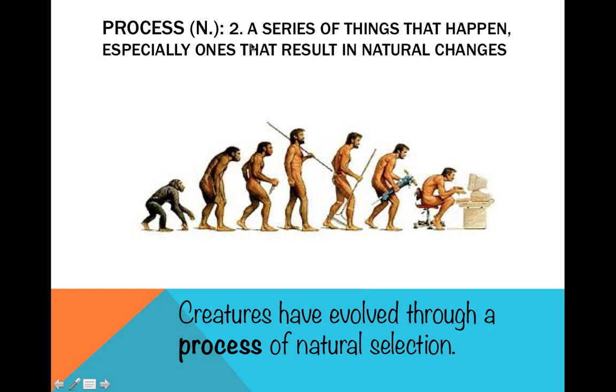Definition number 2. Process is a series of things that happen, especially ones that result in natural changes. Let's look at our example. Creatures have evolved through a process of natural selection. In this sentence, creatures means living things, right? It is believed that through evolution, living things have become better, have had a process of evolving, of becoming better through what is called natural selection.